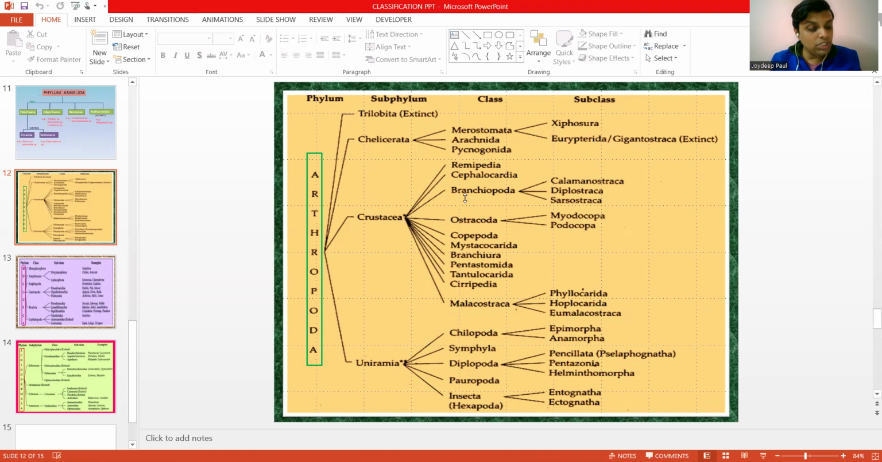Subclass 1, Myodocopa. Example is Cypridina sp. And subclass 2 is Podocopa. Example is Cypris sp.